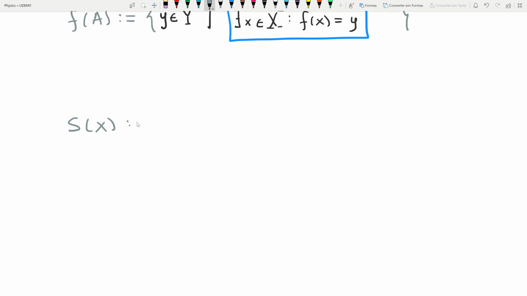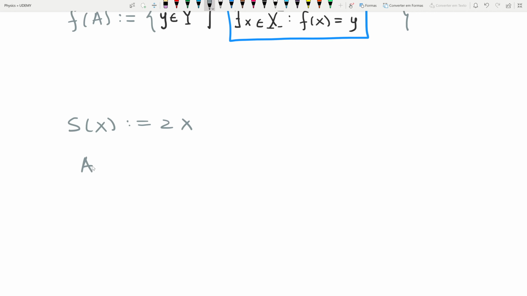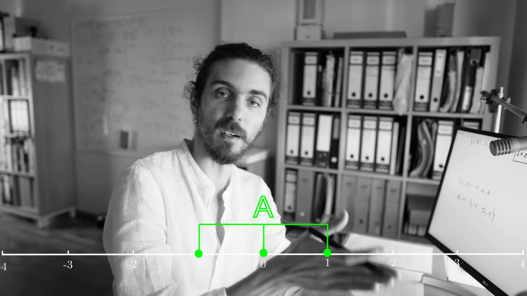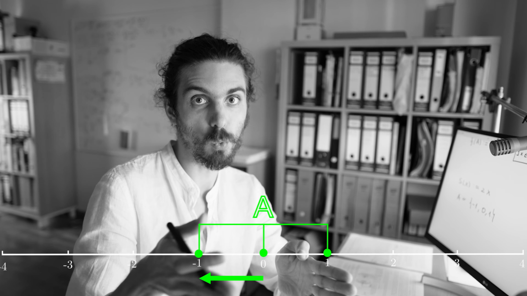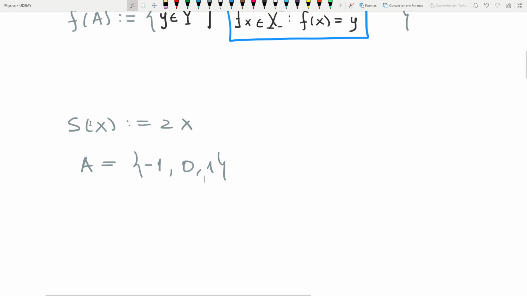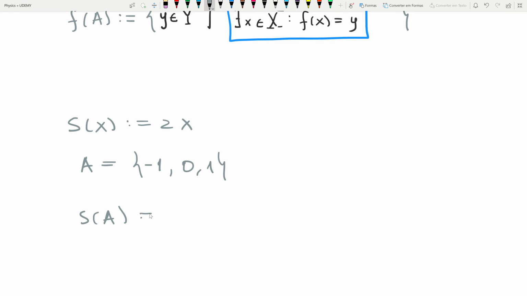The specific function we are going to use is a function s of x, which is by definition just 2 times x. And the set that we are going to consider is a set A, which contains just 3 elements: -1, 0, and 1. Geometrically, this set is centered at 0, 1 unit to the left, 1 unit to the right. So when I act with this function s, which is a bijective function, this gives us -2, 0, and 2.